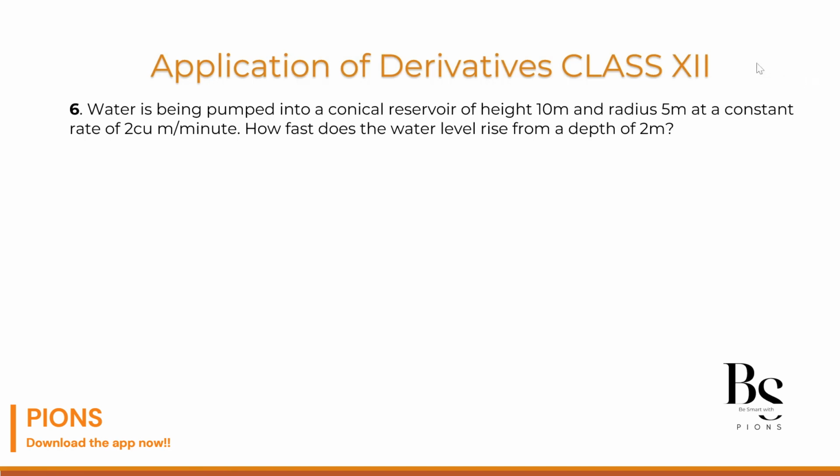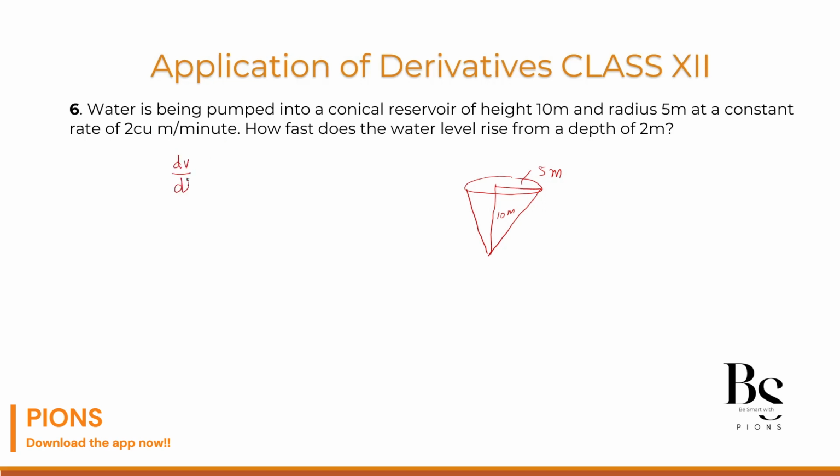Question 6 says water is being pumped into a conical reservoir. Reservoir is same as conical flask or conical container of height 10 meter. So this is our conical flask of height 10 meter and radius 5 meter at a constant rate of 2 cubic meter per minute, because all of them are in meter, so that's why they have given this.